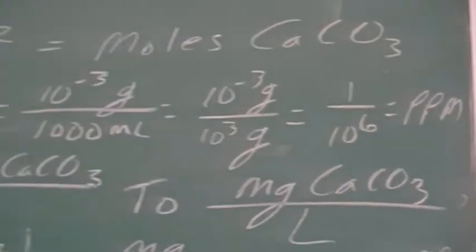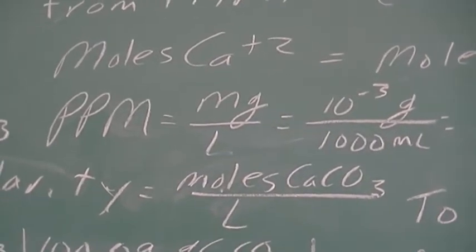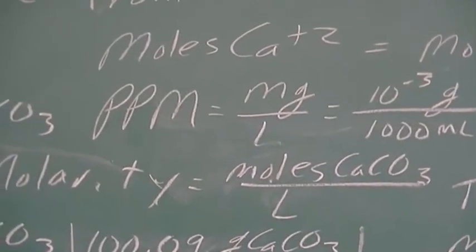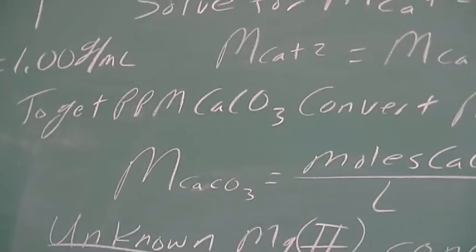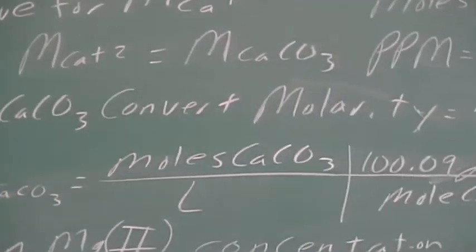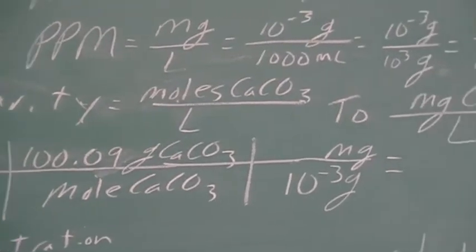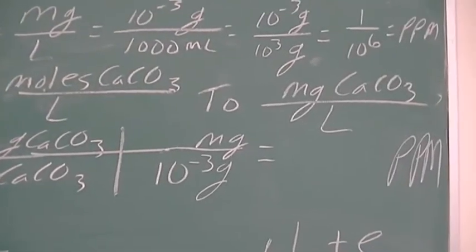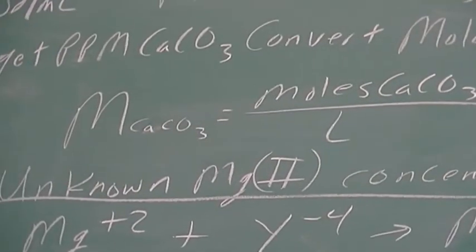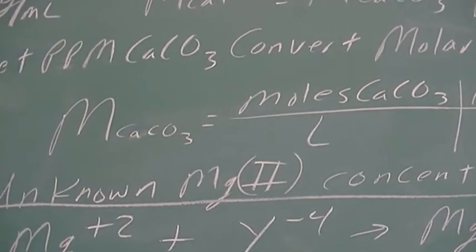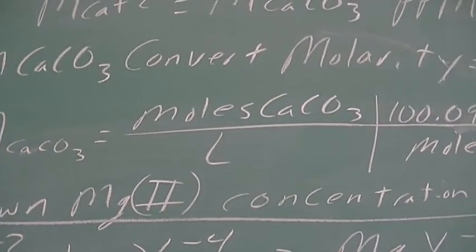And so what we are going to do is convert our units of moles per liter into milligrams per liter, because milligrams per liter is a ppm. Alright, so again, to get the ppm of calcium carbonate, you're going to convert the molarity, which is moles of calcium carbonate per liter, to milligrams of calcium carbonate per liter. And so it is a simple calculation. You have your molarity of your calcium carbonate, which you calculated from your titration. Alright, so that's moles per liter.